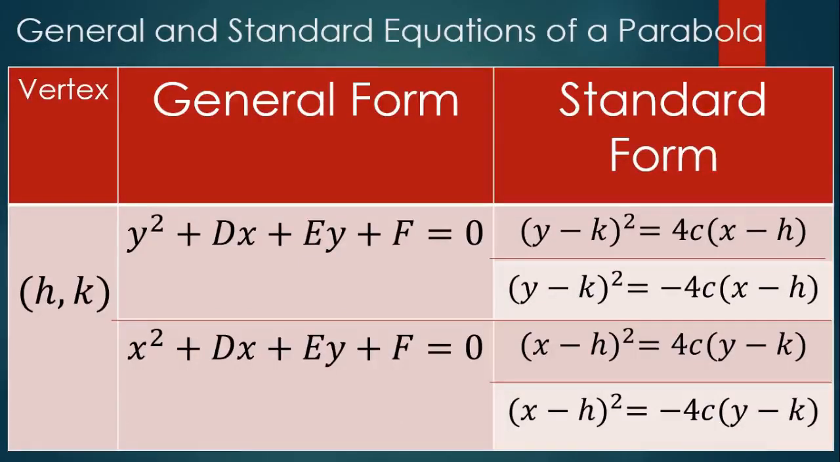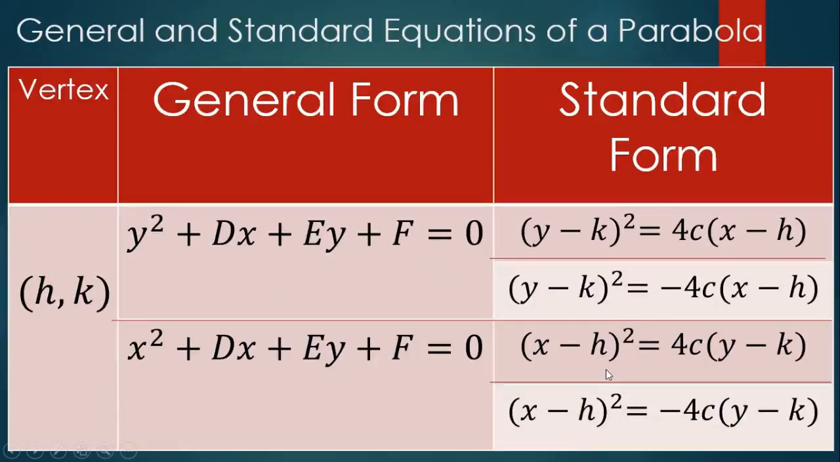Now, we have here another equations of parabola. We have 4 standard equations and 2 equivalent general equations. These equations of a parabola are used when the vertex is located at (h, k). We have here the 2 standard equations: square of (y minus k) equals 4c times quantity (x minus h), and square of (y minus k) equals negative 4c times quantity (x minus h). The equivalent general equation is y squared plus dx plus ey plus f equals 0.